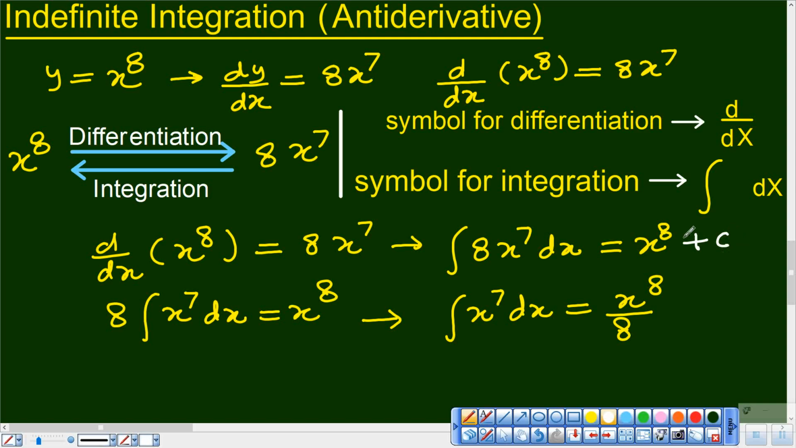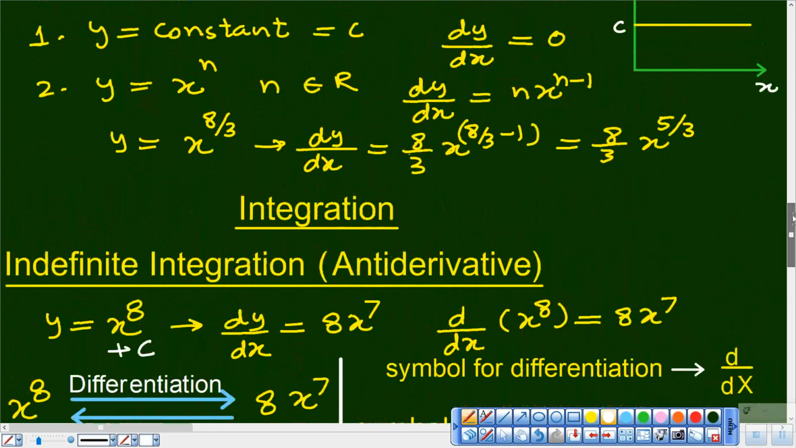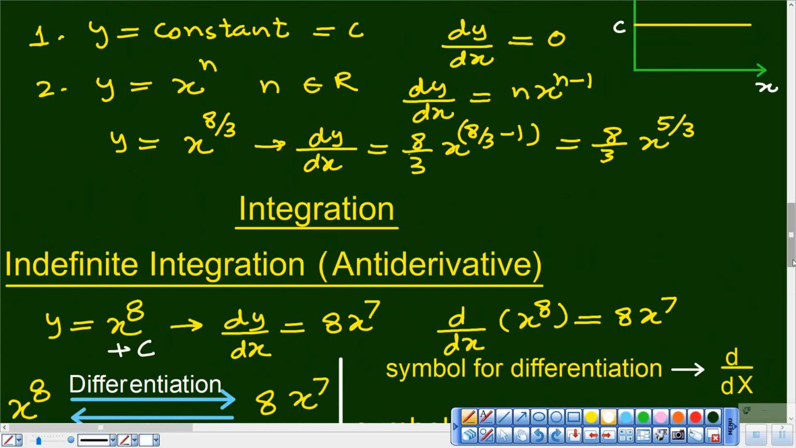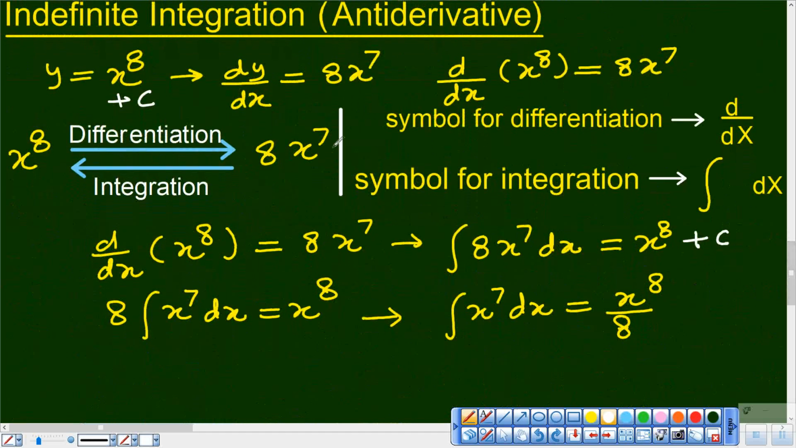Why is it so? Remember that in the original shape, if there would have been a constant c also added to x raised power 8, then would it matter in differentiating? Because when it is differentiated, the derivative of c would have been 0 anyway, because you know that differentiation of a constant is 0. Agree or not? And thus, the addition of a constant here would not have affected the differential coefficient at all.